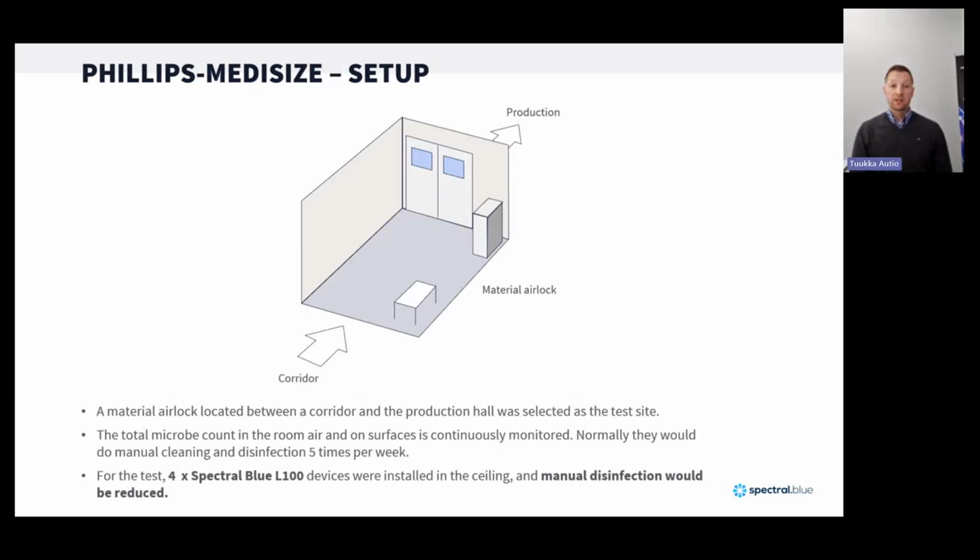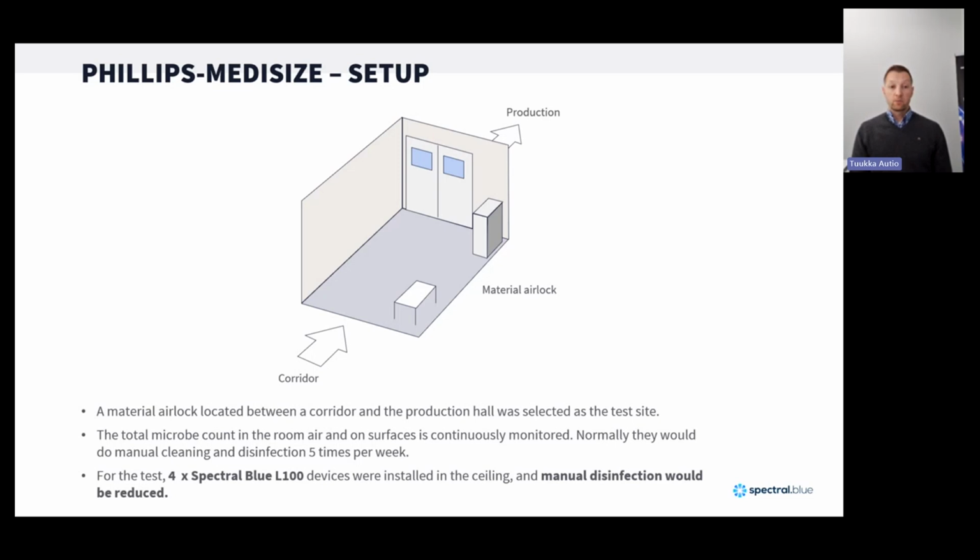So this is how the setup looked at Philips Medisize. We have a simple material airlock. You enter from the left-hand side from the corridor. You bring the materials in, and then you exit. And then from the production side, from the right side, other personnel comes in and takes the materials to the production.